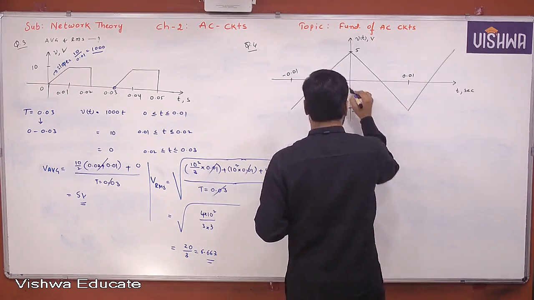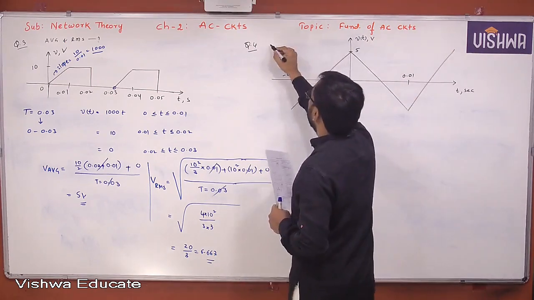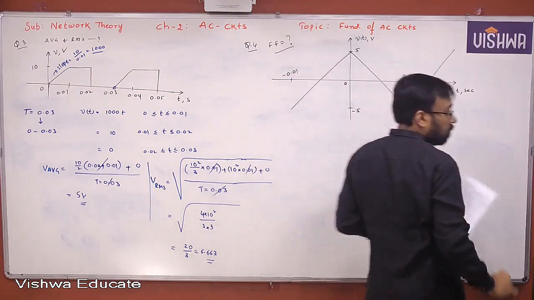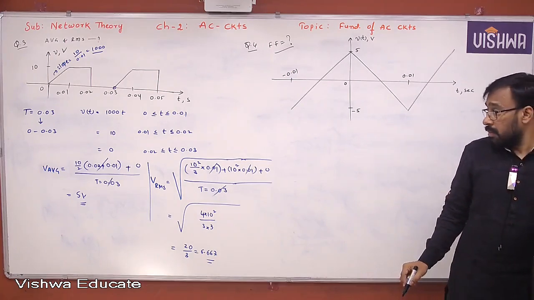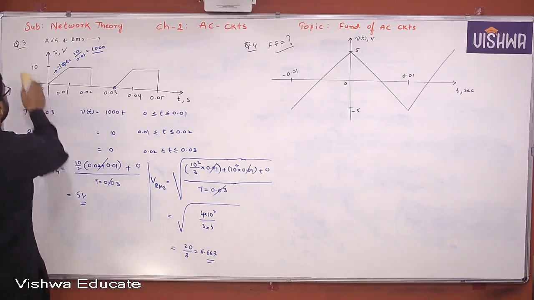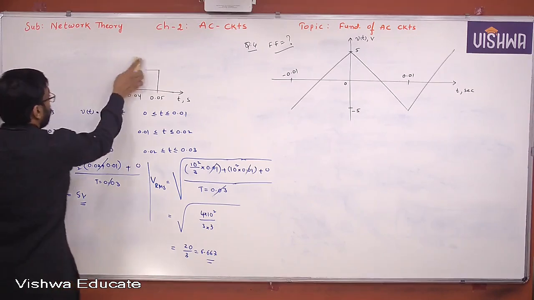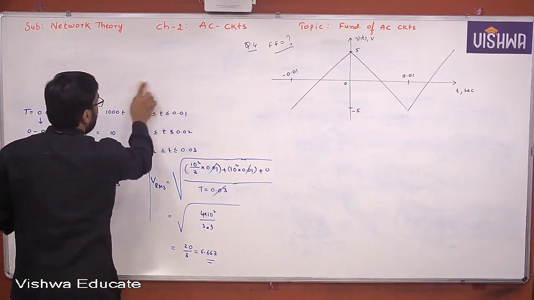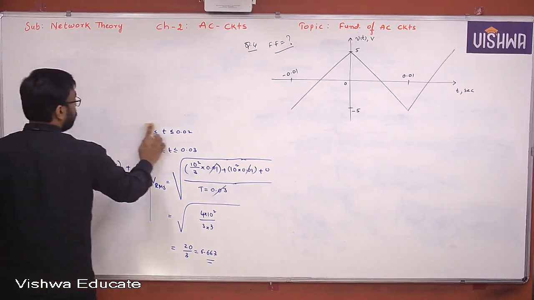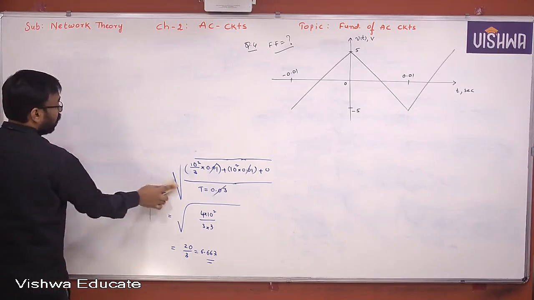Now you are asked to find the form factor. What is the form factor value? Clear? Can you try? Can you make an attempt? What is the form factor formula? Form factor is nothing but RMS value by average value. Simple. RMS by average. But what is the average value of the given waveform?